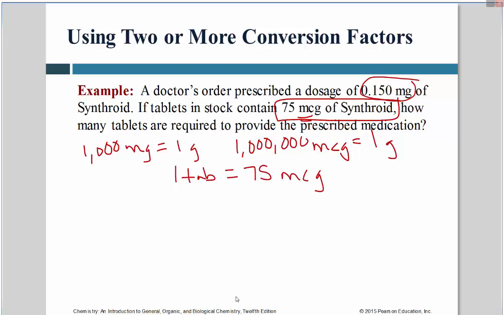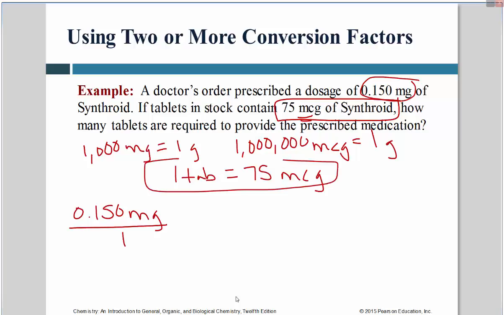Alright, so let's figure out how many tablets we should give this patient. The doctor says 0.150 milligrams. That's going to be your starting point. You might be asking, how do you know which number to use? You see 2 different numbers here. How do I know to use 150 and not 75? The answer is that 75 was used as part of a conversion factor. And because of that, it can't possibly be the first number. So that's why I'm going with the 0.150.